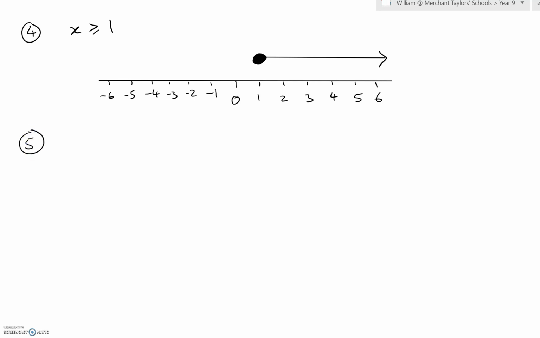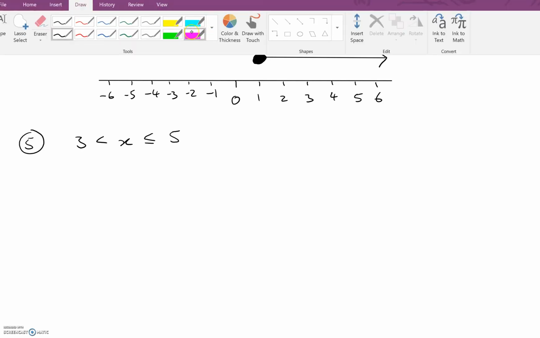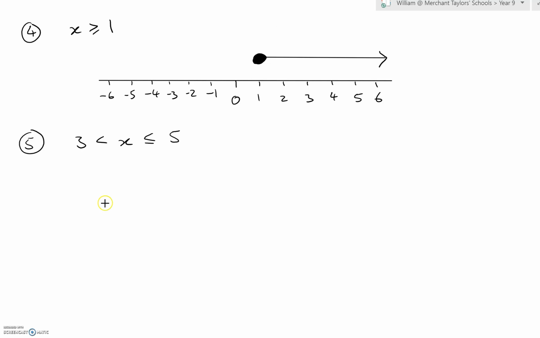So let's look at, for example, x between the values of 3 and 5. Okay, so 3 less than x, less than or equal to 5, and how we would write this on a number line. So this is a combination of both. It should make sense. Let's draw a number line.